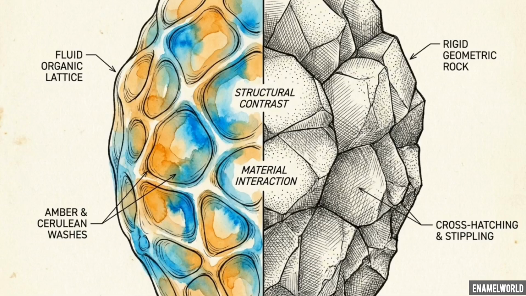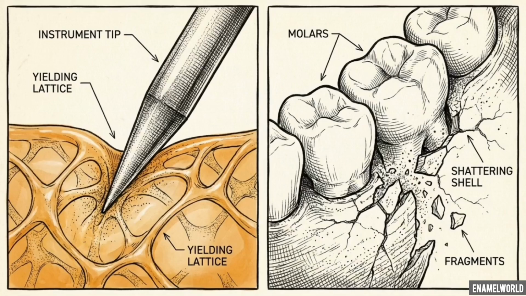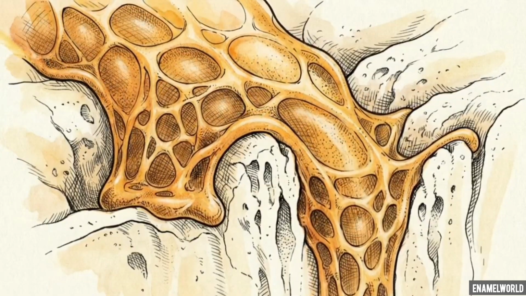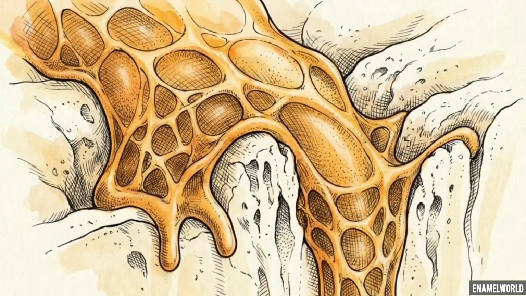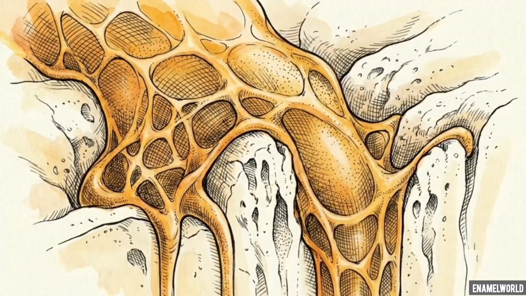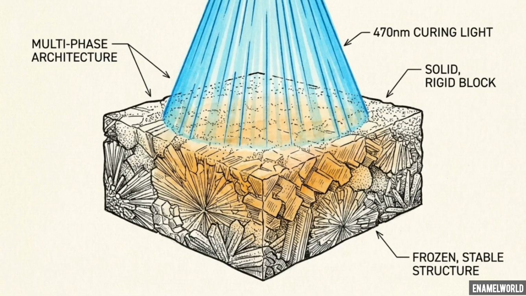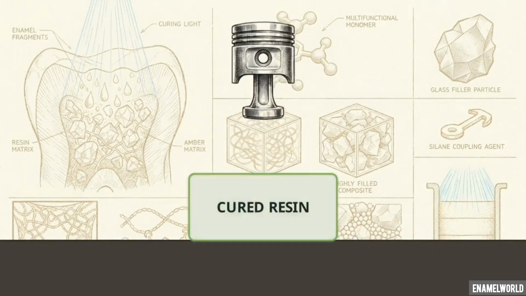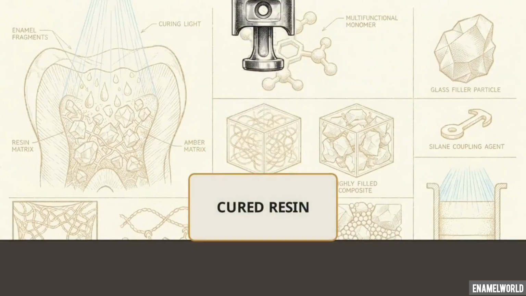Designing this material requires solving a strict physical paradox between how it is placed in the clinic and how it must function in the mouth. During a procedure, the material must remain fluid and pliable enough to adapt perfectly to the microscopic irregularities of a conservative cavity preparation. Yet, once placed, it must rapidly convert into a solid mass with enough compressive strength and wear resistance to mimic the physical properties of natural human teeth.